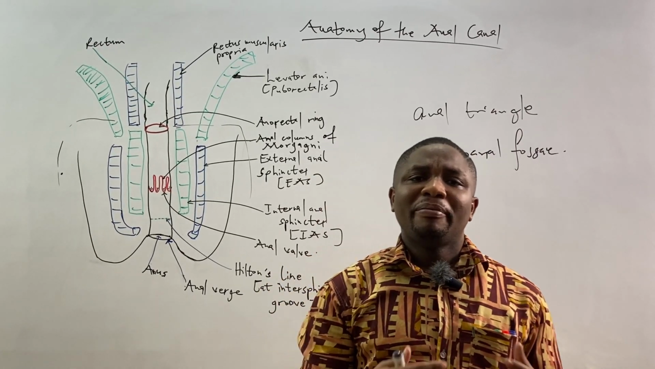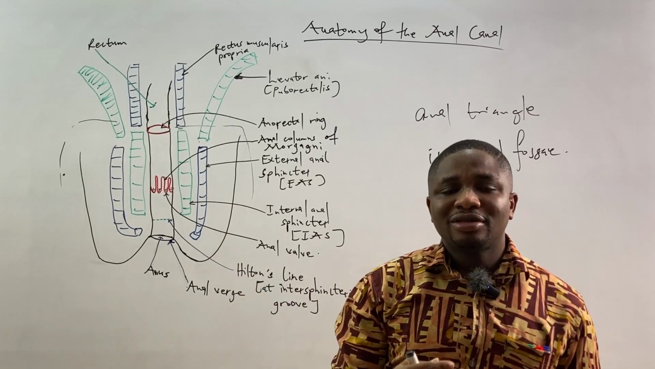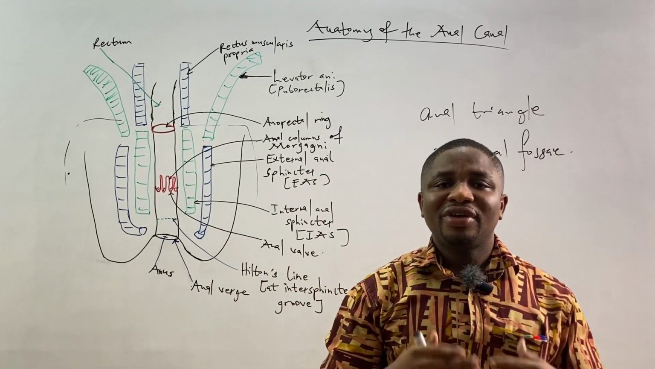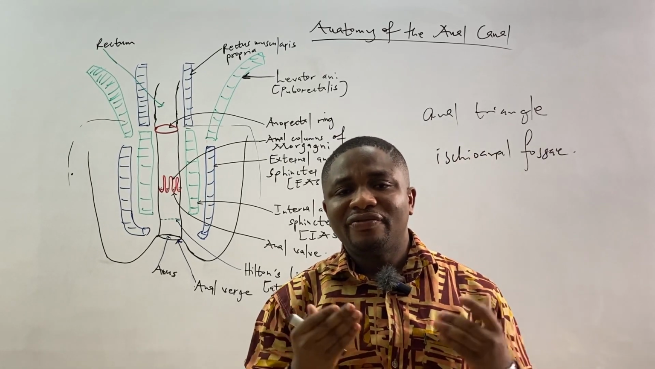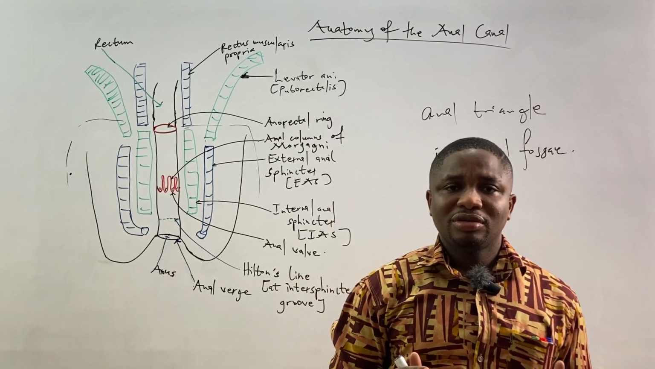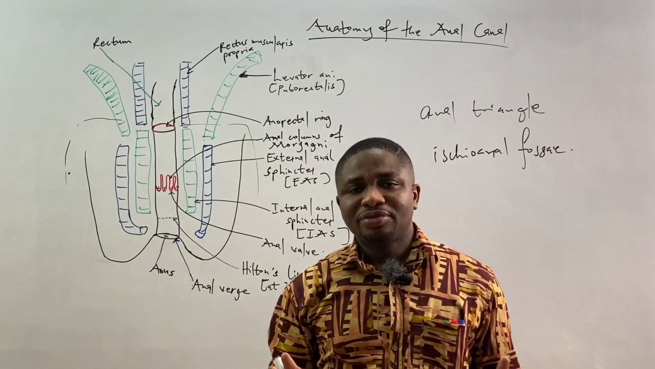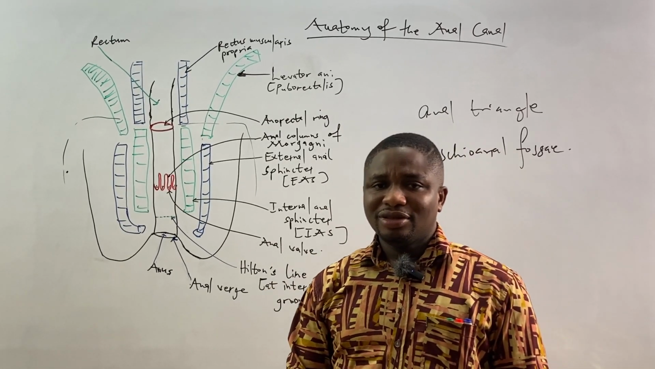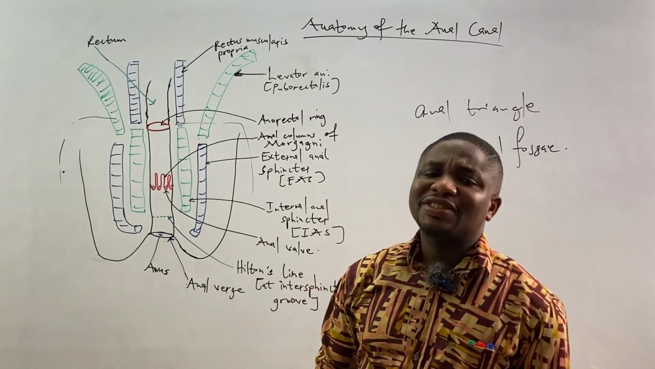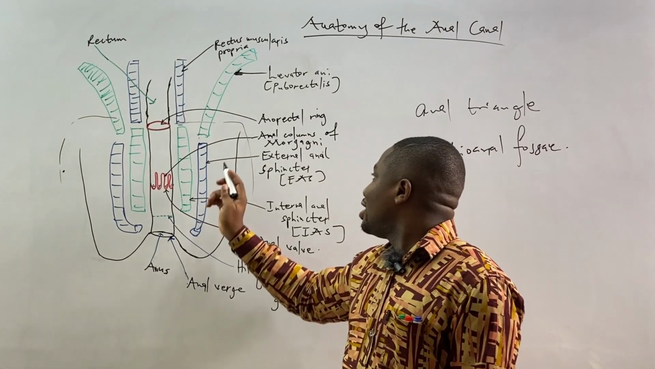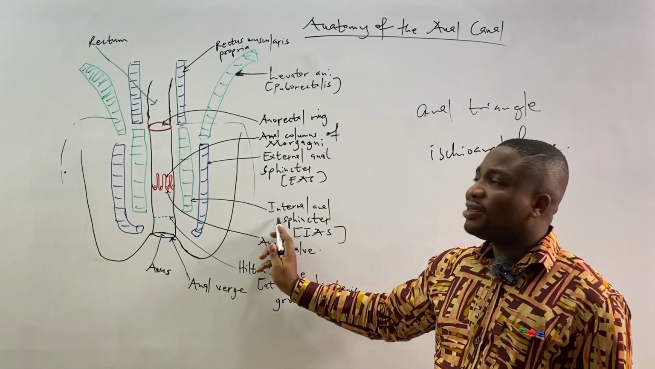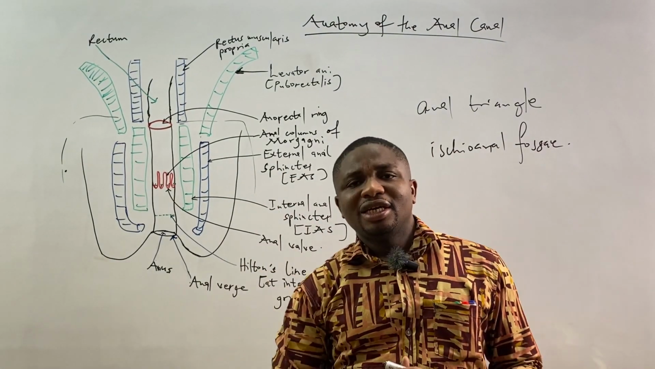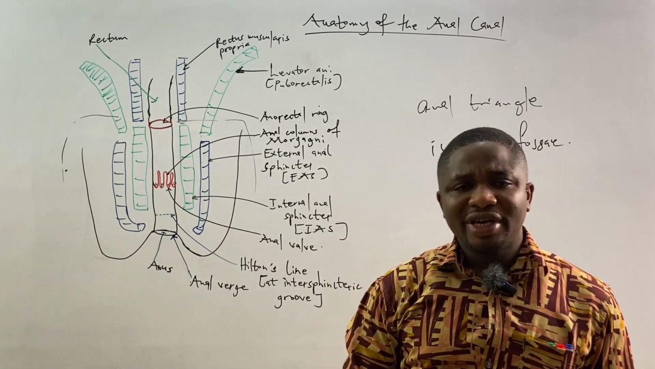You should also know that the anal canal plays a significant role in defecation and also in maintaining fecal continence, meaning that without the anal canal, you could just be walking and having fecal incontinence, where fecal material would leak out through the anal canal. If you look at the anal canal, you will notice that it has sphincters: the internal anal sphincter and the external anal sphincter. These two sphincters contribute massively to defecation.